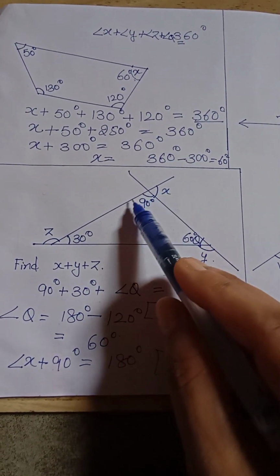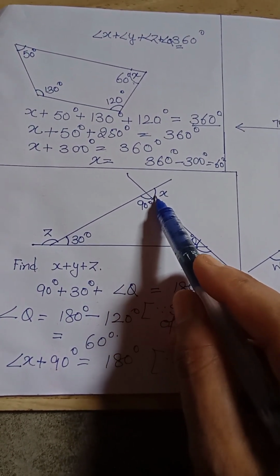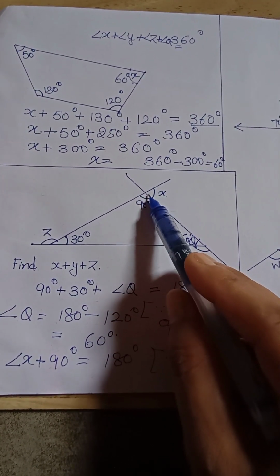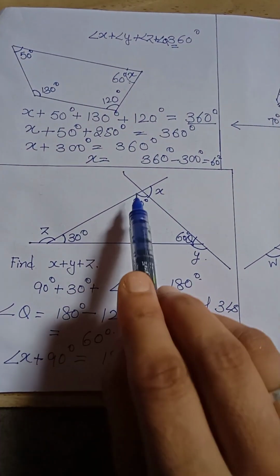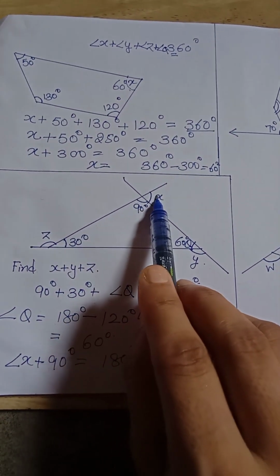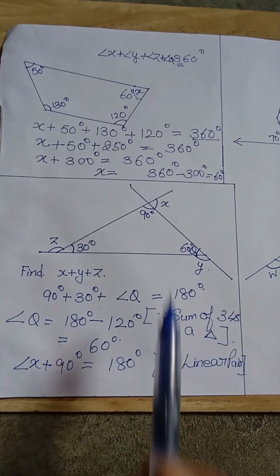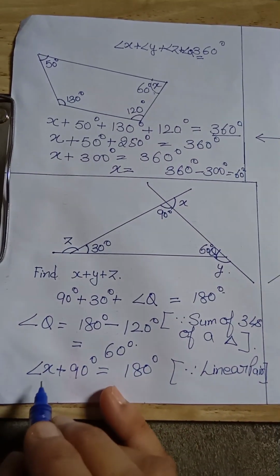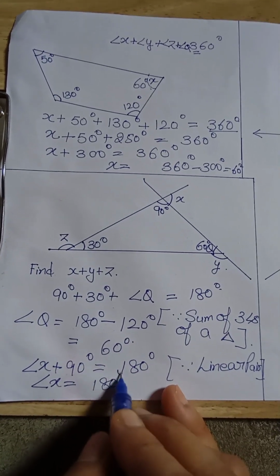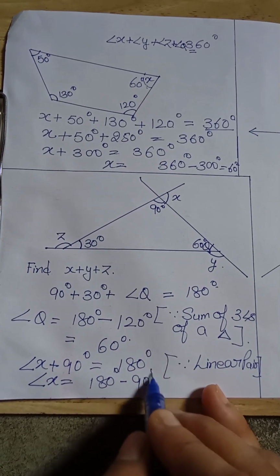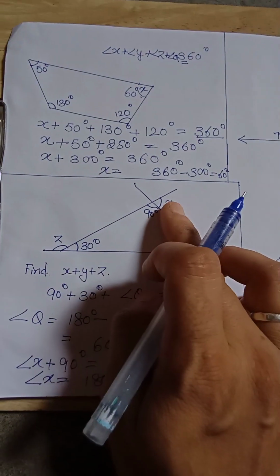Consider this as a straight line and this is a point. Now here we have two angles formed and these angles are cut by this axis, which is known as the y-axis. So the sum of these two angles is always equal to 180 degree, and this is called a linear pair. So angle x is equal to 180 minus 90. So angle x is equal to 90 degree. In this way we find x.